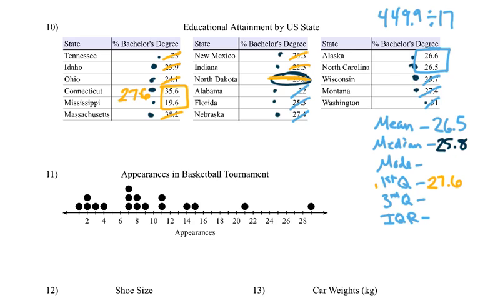Add them up to 53.1, divide by 2, and we get 26.55. Okay. Now for that interquartile range, I just find the difference there.